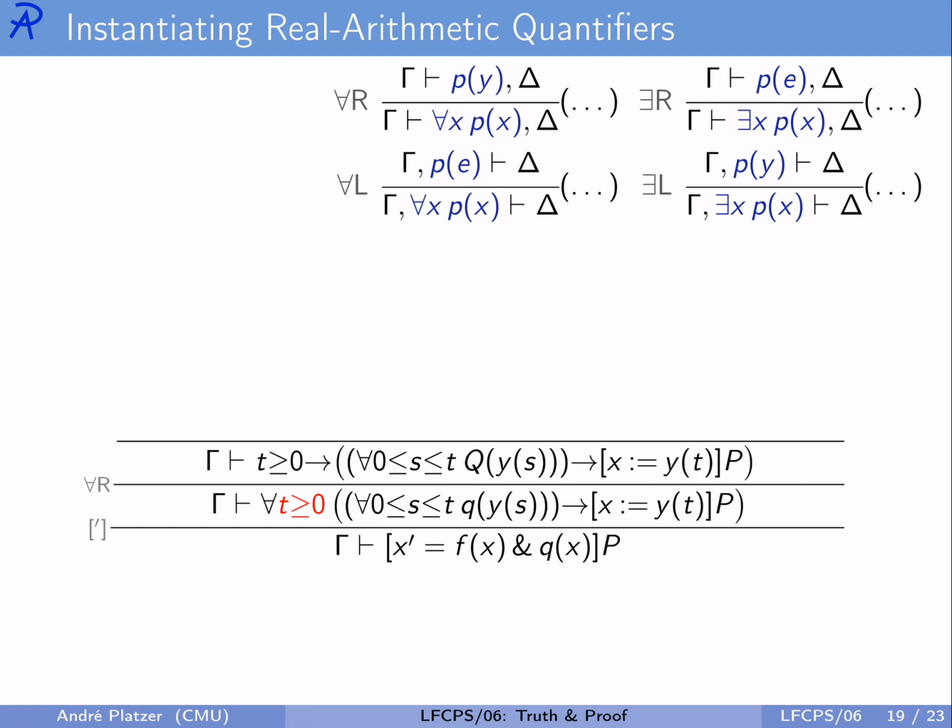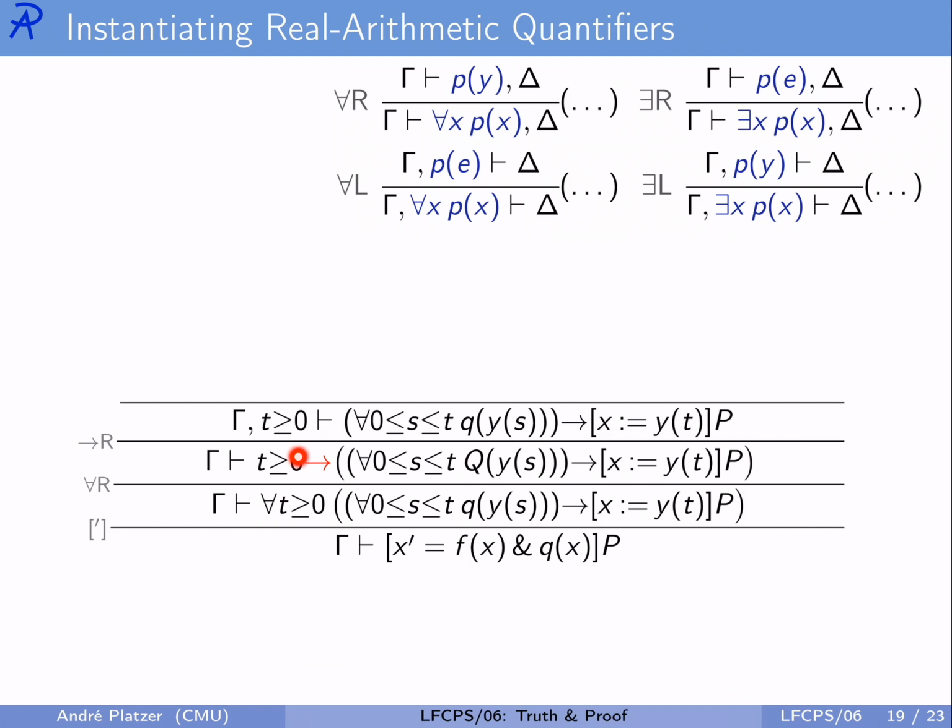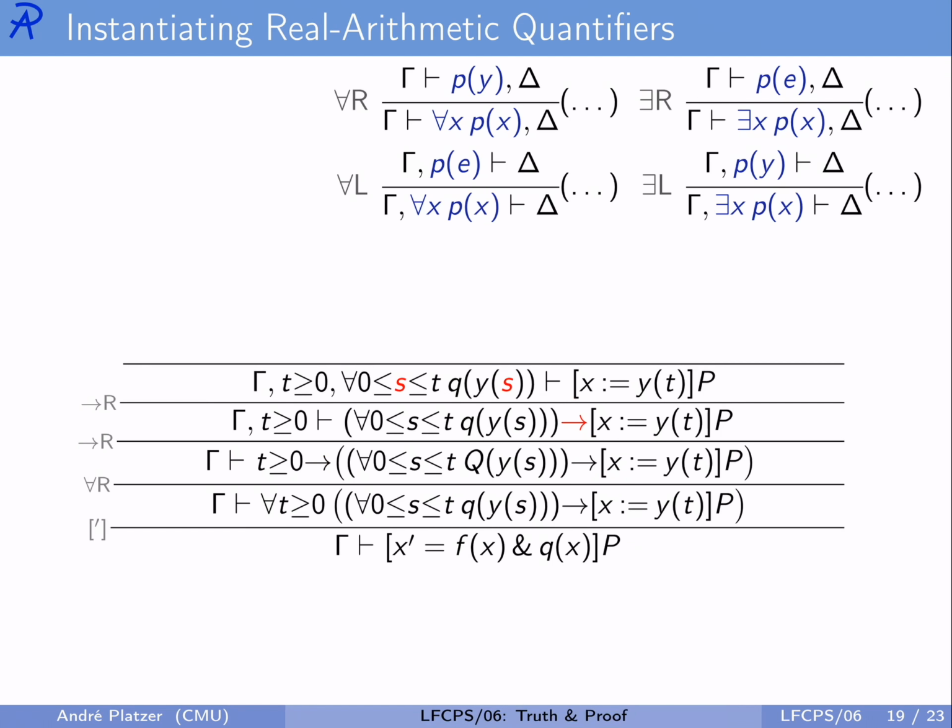Then we can use the implication proof rule to assume the left-hand side t greater or equal 0 to prove the right-hand side. Then we can again use the implication right proof rule to move this assumption on the assumption stack as well. Now we have an assumption for all intermediate times s between 0 and t. Is the evolution domain constraint q true for the value that the solution y has at this intermediate point in time s? And of course, one thing we can do with it is use the for all left proof rule to instantiate this intermediate point quantifier for some helpful time.